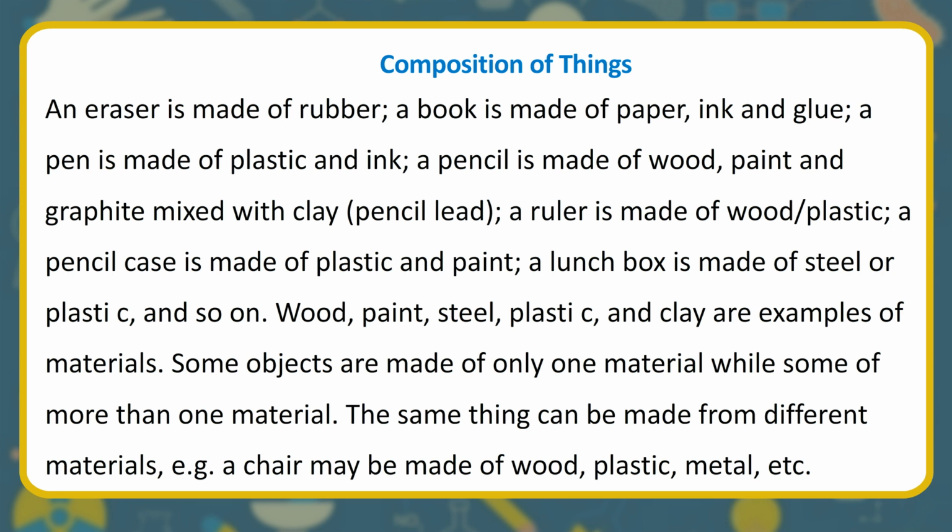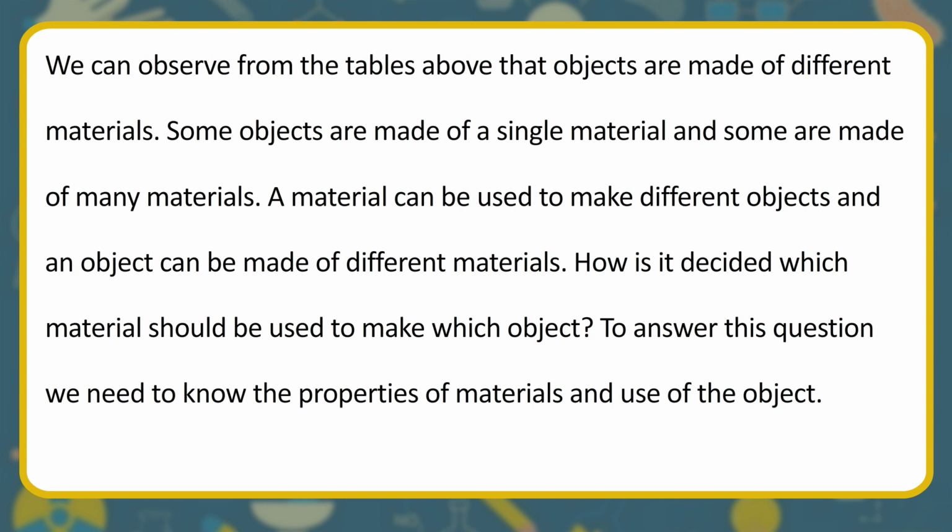Wood, paint, steel, plastic, and clay are examples of materials. Some objects are made of only one material while some are made of more than one material. The same thing can be made from different materials, e.g., a chair may be made of wood, plastic, metal, etc. We can observe from the tables above that objects are made of different materials. Some objects are made of a single material and some are made of many materials. A material can be used to make different objects and an object can be made of different materials.